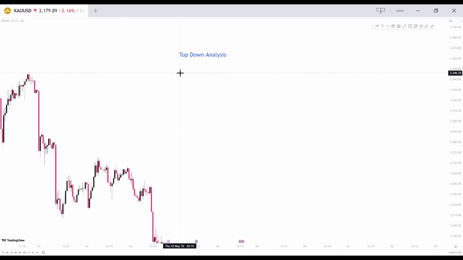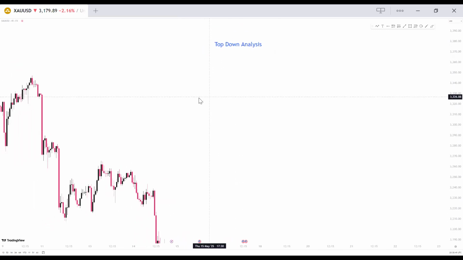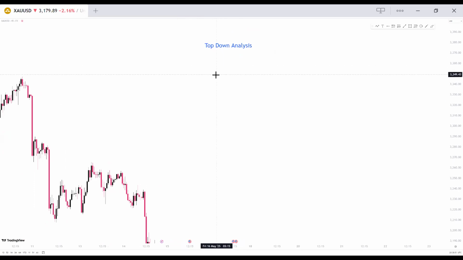So top down analysis. I know that most of you will have heard about it. Top down analysis is basically analyzing from the higher time frame, then going to the lower time frame, because higher time frame setups play out more and better compared to the lower time frame. That's why it's better to mark your zone on the higher time frame before going to the lower time frame, for more confirmation than any other thing.